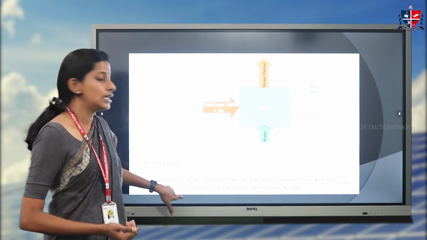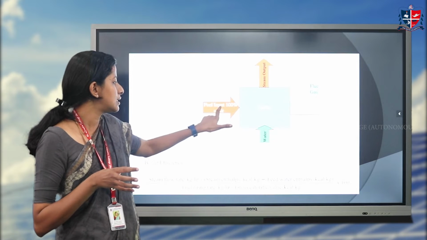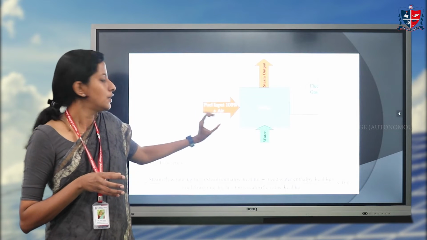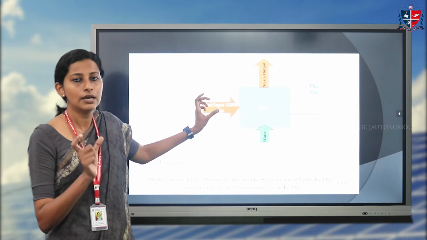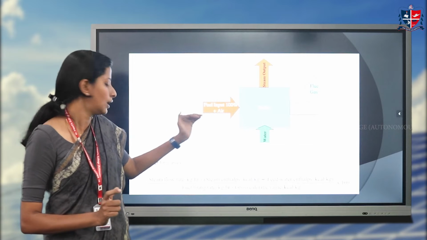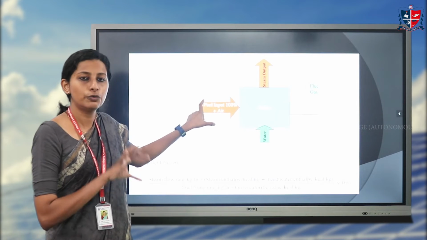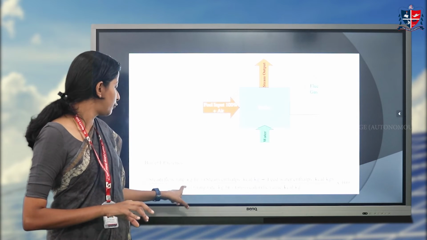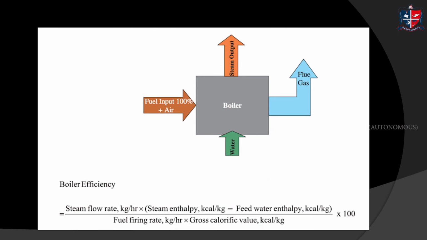Now we have the denominator, which is the heat input. What is the input? As I said, the input is the fuel in the presence of air. This fuel is also fed at a particular rate. That also has a particular flow meter reading. So the firing rate has to be measured. That is found using another meter for measuring the fuel inlet. That is called the fuel firing rate. Just as in the numerator we found the rate at which steam comes out, we should also determine the rate at which the fuel is fed.